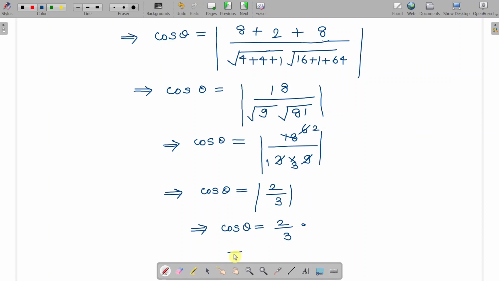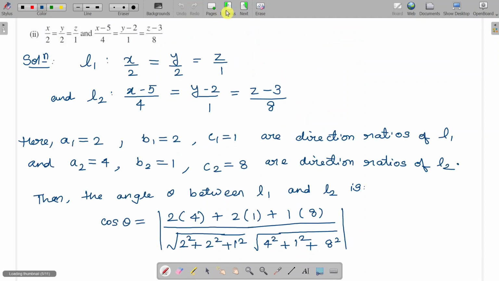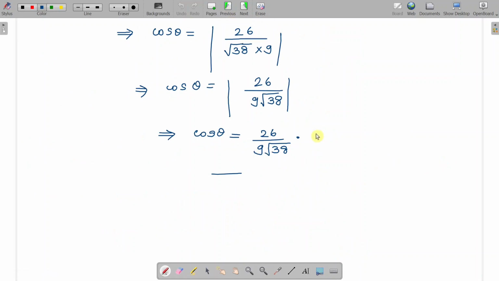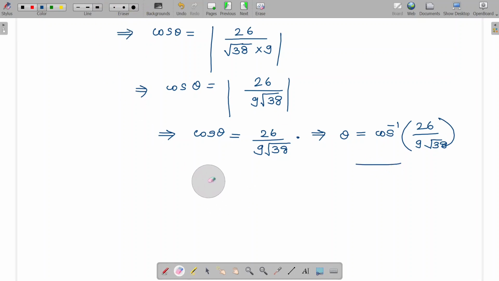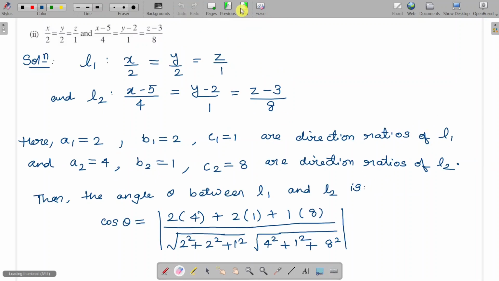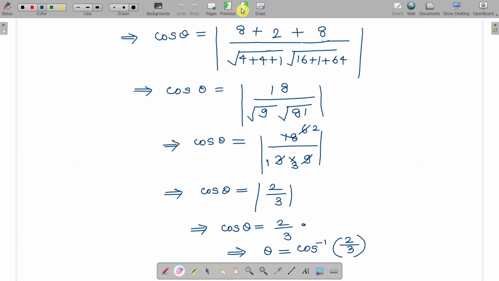and that means theta is equal to cos inverse of 2 by 3 if we operate cos inverse on both sides. Here I have not calculated theta, so theta is nothing but cos inverse of 2 by 3. This is the answer actually. So we have solved both the sub problems of 9.